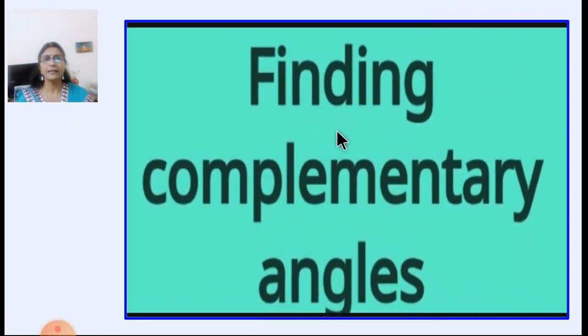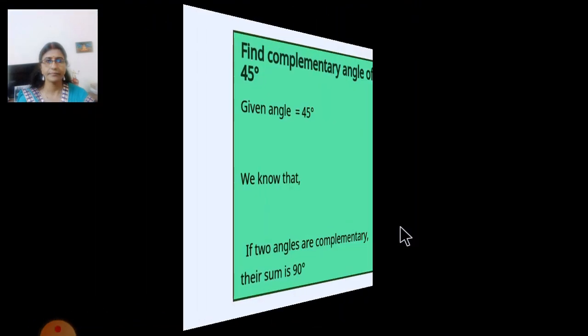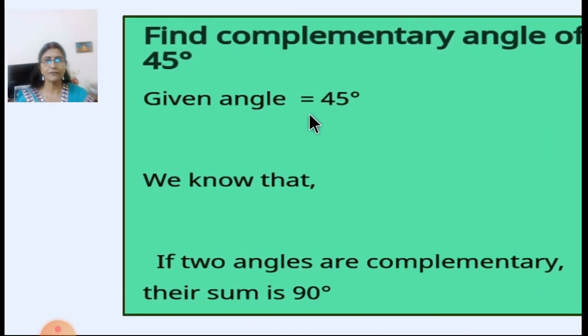Now we will learn how to find out complementary angles. Finding complementary angles. Now the question is, find the complementary angle of 45 degrees. So given angle is 45 degrees. We know that if two angles are complementary, their sum is 90 degrees. Just now we have learned, and out of this one angle is given, 45 degrees.